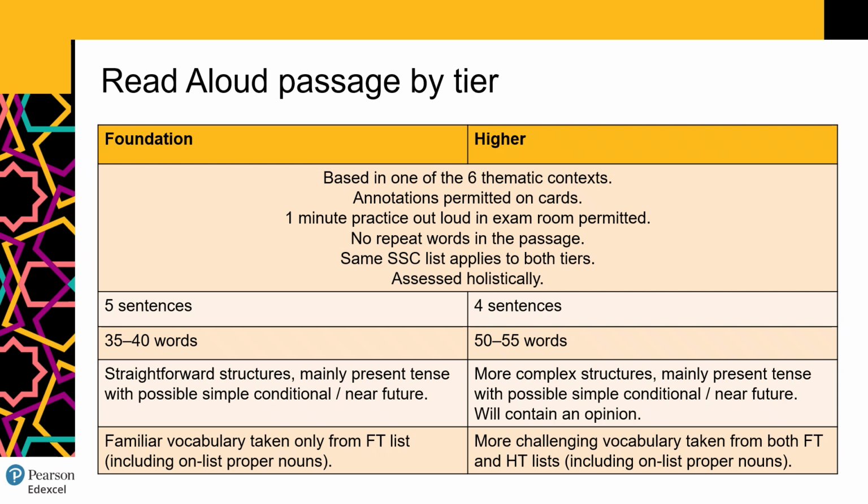Writers will not use repeated words or word families, for example, chante, chanteur, to avoid the risk of double penalising a student who produces a certain sound inaccurately. At both tiers, the passage for the read aloud will be mainly in the present tense. There may be a simple conditional, for example, me gustaría, and in Spanish, a near future may be used. There will be no past tense in the passage.